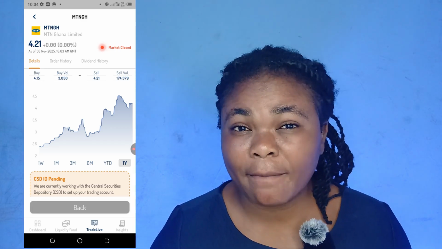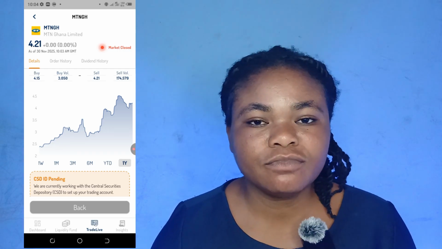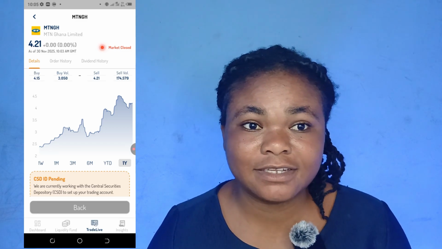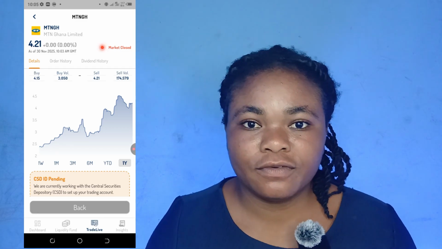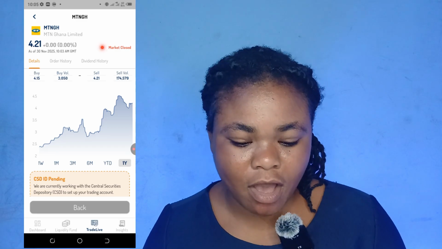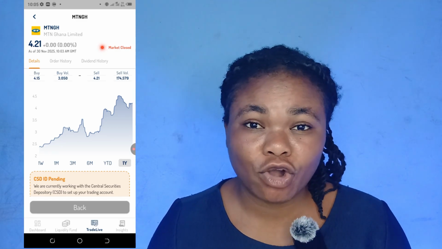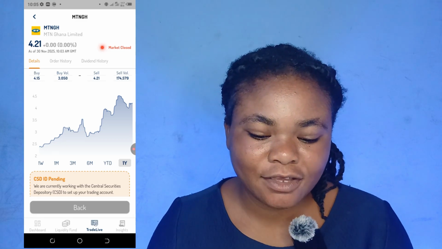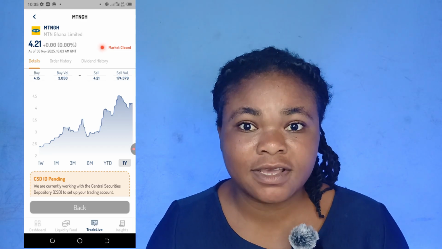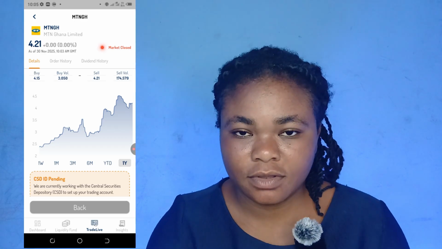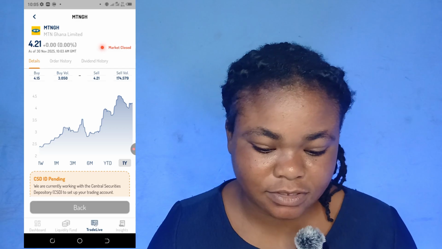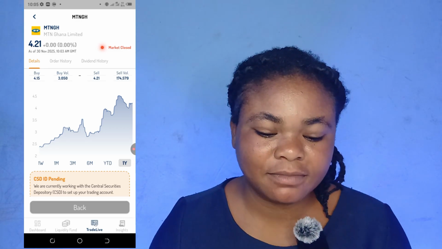Make sure when you are buying the stocks, you buy them at the time they are working. Their working days are from Monday to Friday, from 9 o'clock a.m. to 4 o'clock p.m. Here you see it shows on the screen that the market is closed, because today is the weekend. So when you're going to buy the shares, make sure you buy during the daytime when they are working.